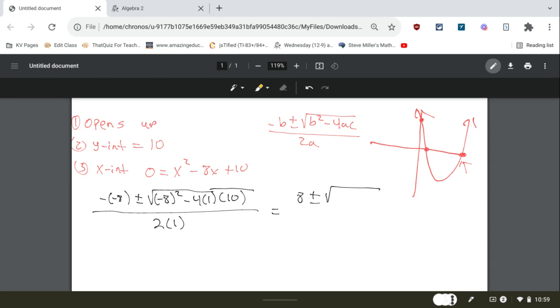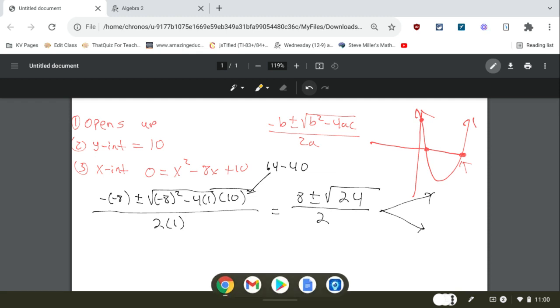And then all this stuff under the square root, negative 8 squared, that is 64, and then we're minusing a 4 times 1 times 10, so we're minusing a 40. Okay, so that's going to give us 24 there, all divided by 2. For our purposes, I'm just going to figure out what these answers are as a decimal. Okay, so I would take this expression right here and throw it into my calculator, doing the positive version and the negative version.